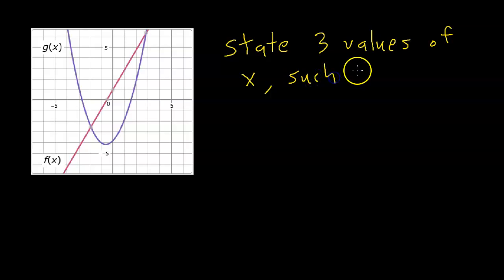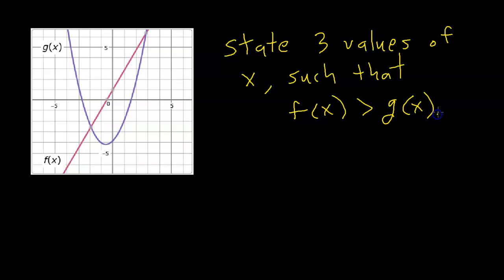such that f of x is greater than g of x. All right, so let's try to state 3 values of x such that f of x is greater than g of x. All right, so let's see, when would f of x be greater than g of x? That would mean that a point on the function g of x is greater than the corresponding point on the function f of x. Let's try out an example for practice.